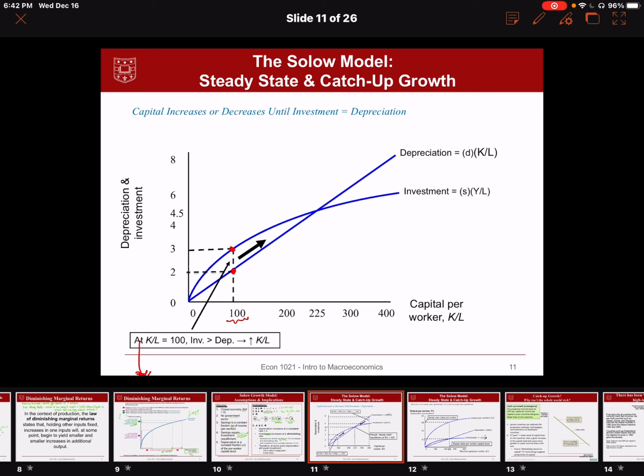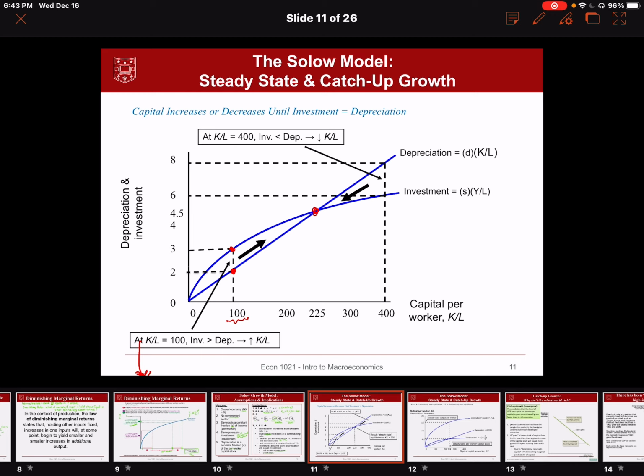So what does that mean? That means that capital per worker has to be rising because we're doing more investment, we're adding more to the capital stock than is being used up. And that's going to continue as long as we're at a level of capital per worker less than that amount.